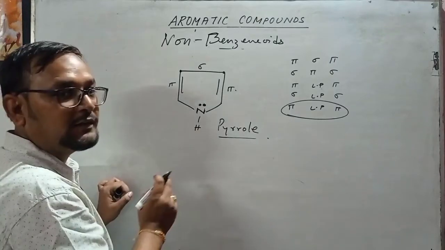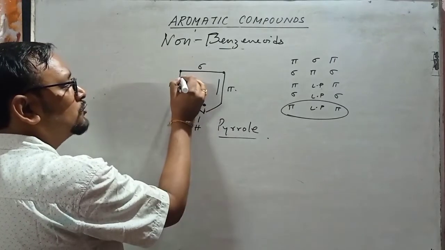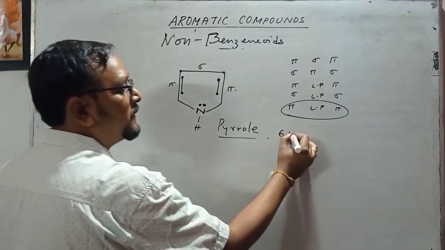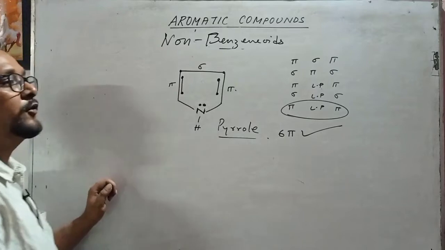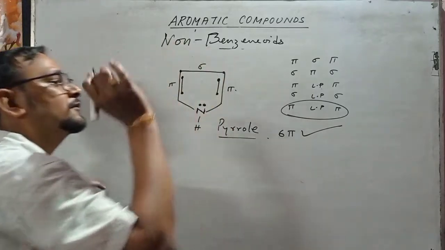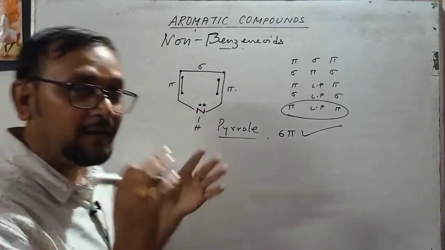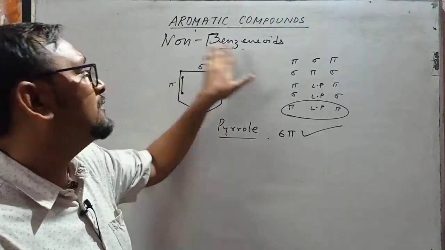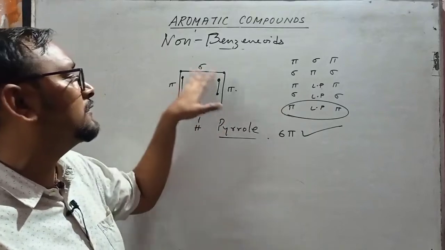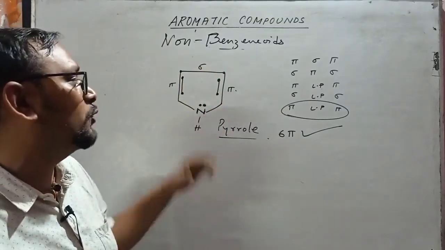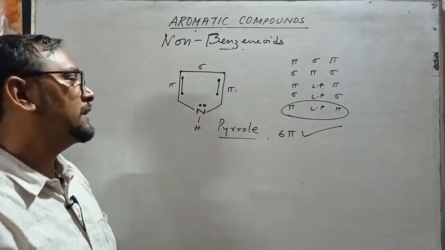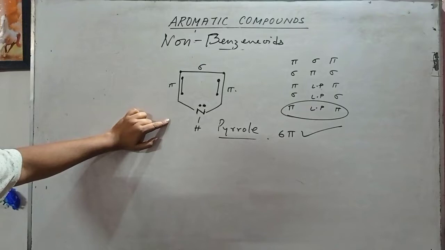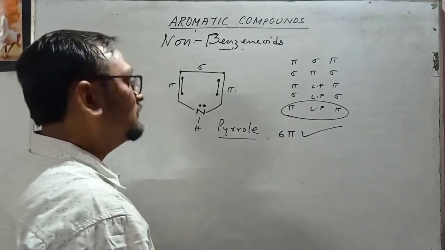So how many pi electrons are there? Now finally count: 1, 2, 3, 4, 5 and 6. Six pi electrons are there, which means it's following the Huckel's rule and it is what? It is an aromatic compound. Clear all of you? But it is a non-benzenoid. You see, no benzene ring is here, but then also it is behaving as an aromatic compound. Clear all of you?